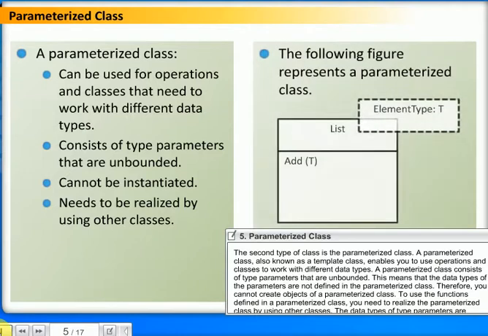As shown in the figure, the list parameterized class is represented by a dashed rectangle placed on the upper right corner of the class. The dashed rectangle contains the formal parameter of the type T, and the add function is using the type T. For more details, refer to your courseware.